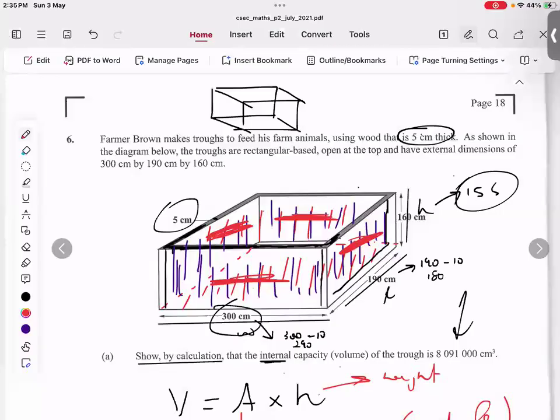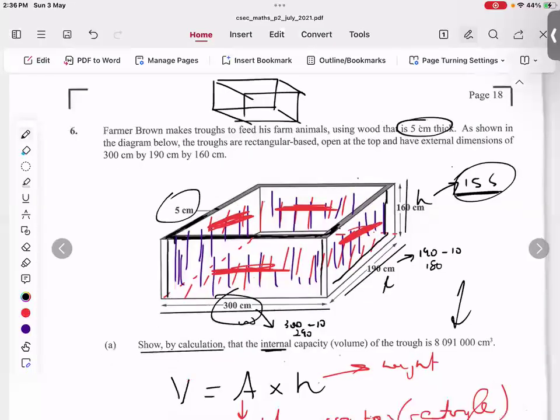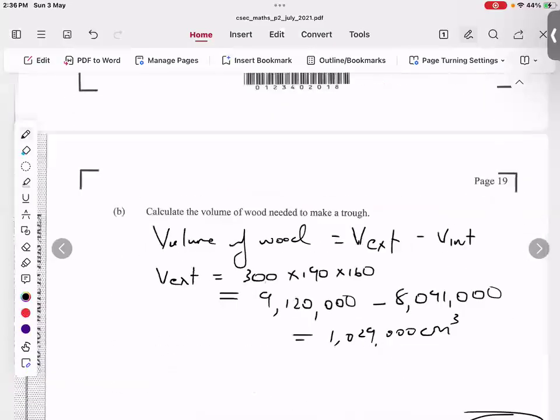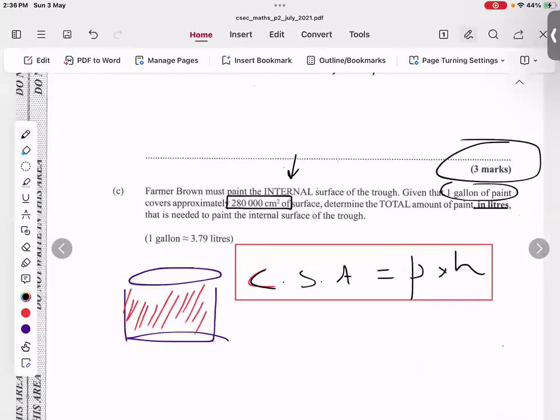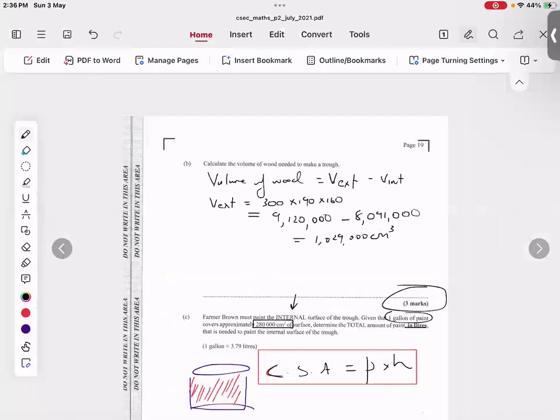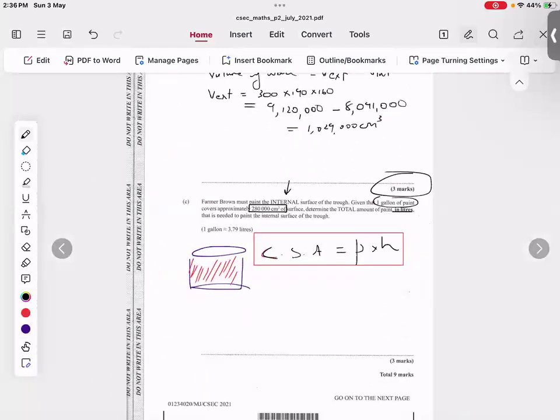Now work with me. We know the height of the internal piece is 150. Remember, the internal piece height is 150. You notice why they put this word here in all caps? They want you to realize that the internal measurements you must use. So I'm going to show you the formula way.